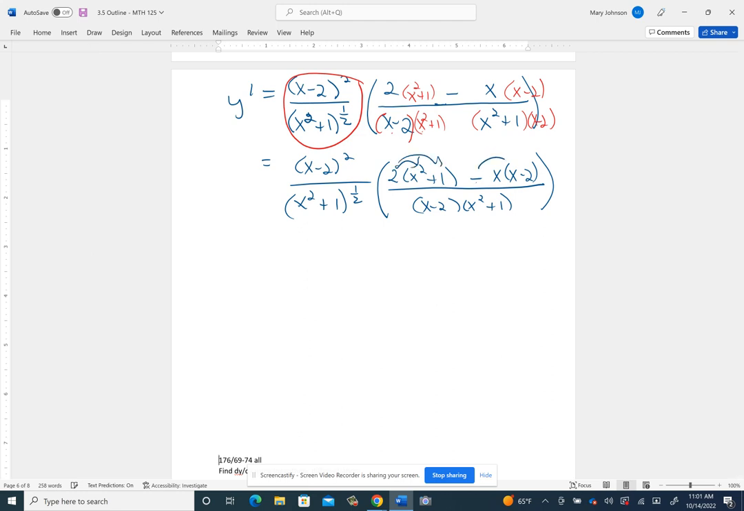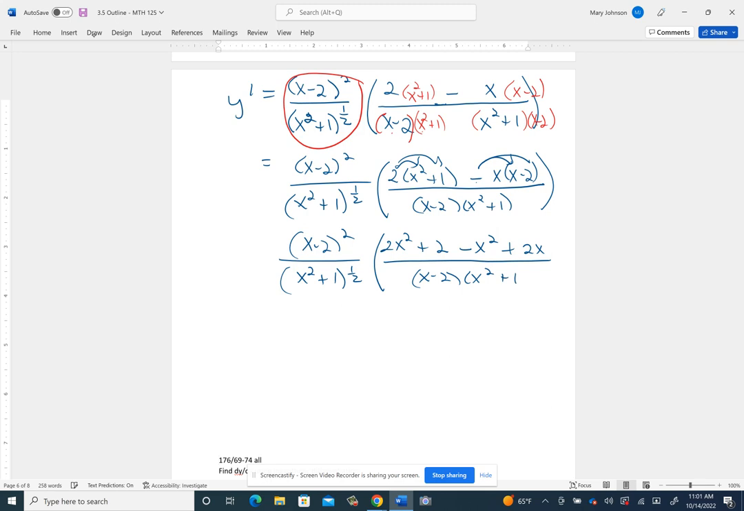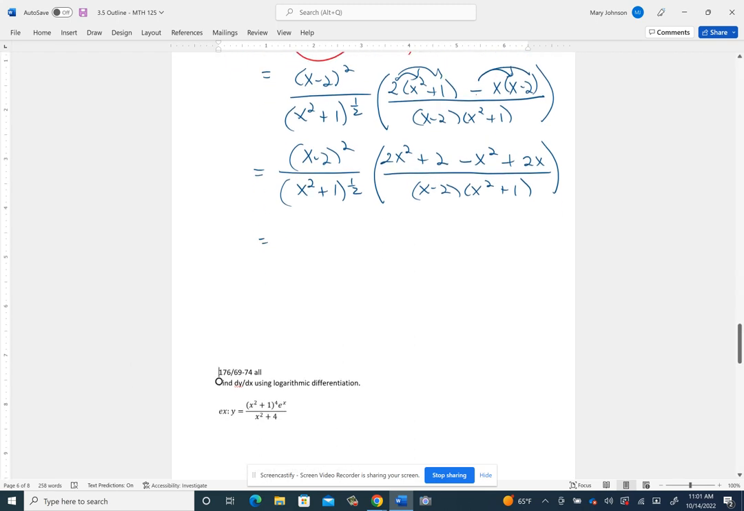Here, there's a negative in front, so I'm going to distribute the negative as well. So I'm going to have (x minus 2) squared, and down here, (x squared plus 1) to the 1/2 power. Here, I'm going to have 2x squared plus 2 minus x squared plus 2x, all of that over (x minus 2)(x squared plus 1). A lot of it is just being willing to take the time to show your work to yourself. That helps a lot.